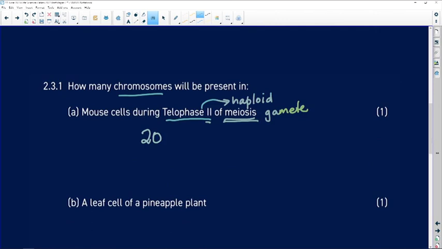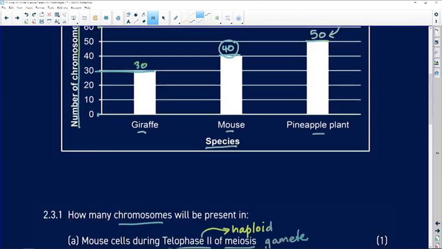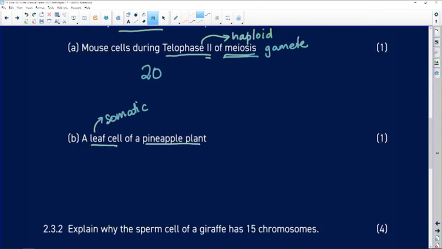How many chromosomes will there be present in a leaf cell of a pineapple plant? And a leaf cell, remember, is a somatic cell. So this is a really easy one. In somatic cells, we have 50 chromosomes in the pineapple plant, so our answer there is 50.